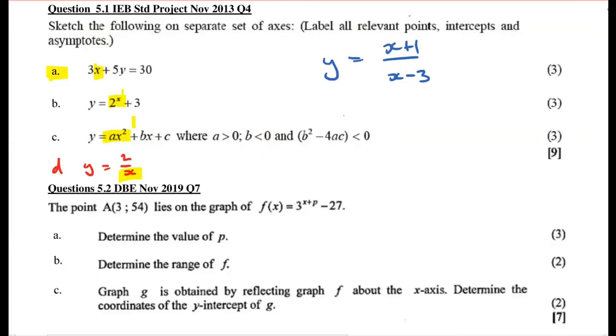It's a hyperbola. Why? You're dividing by x. The second you divide by x, you have a hyperbola. I don't care what the numerator looks like. The second you divide by x, you've got yourself a hyperbola.